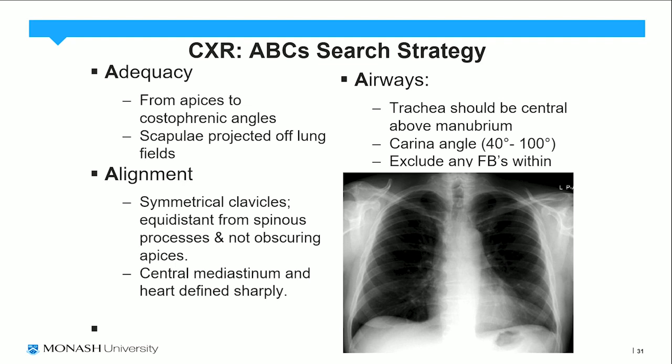The airways, the trachea should be central above the manubrium. Also look at the angle of the carina. This can vary from 40 to 100 degrees. If it's greater than 100, then you should suspect some pathology, for example, adenopathy. And then exclude any possibilities of foreign bodies, especially when you look at the chest of a pediatric patient.